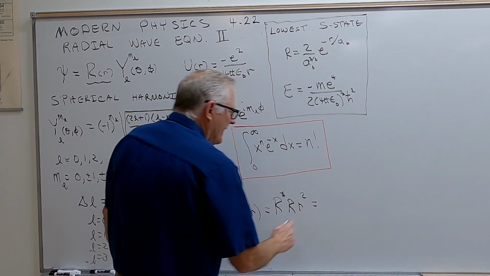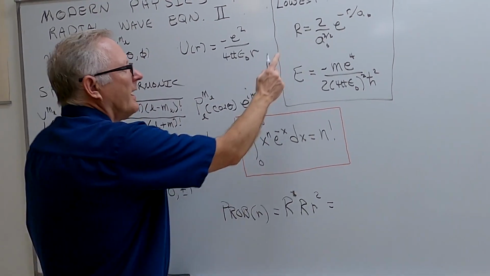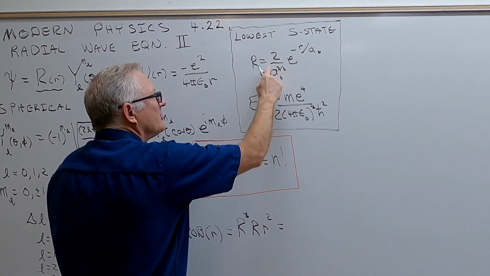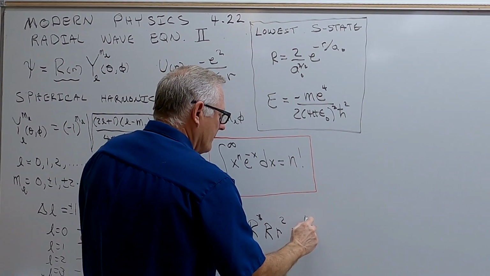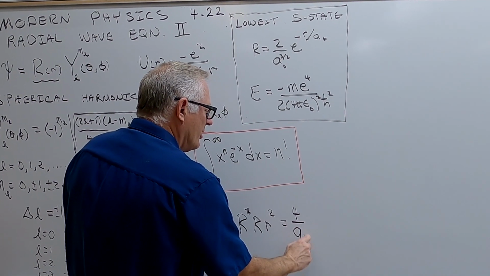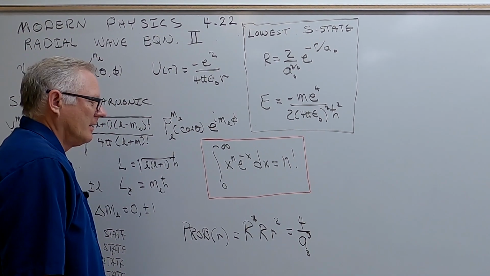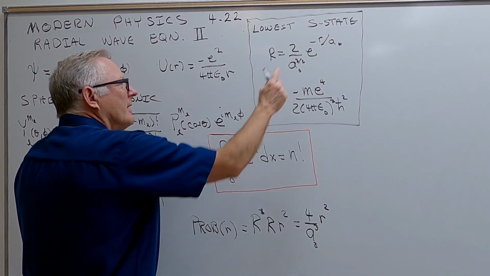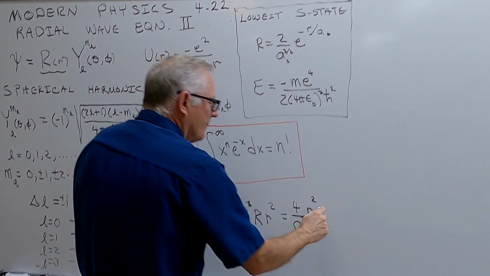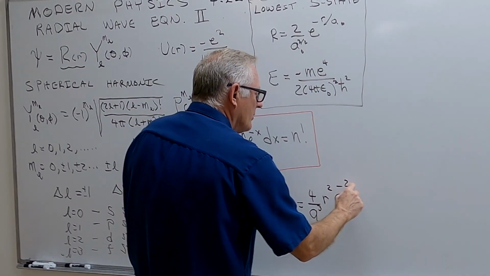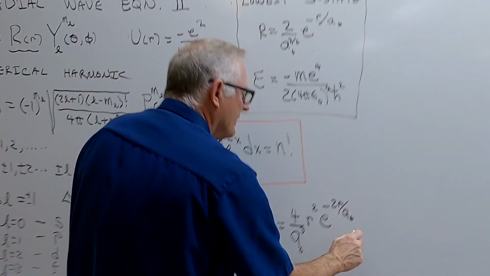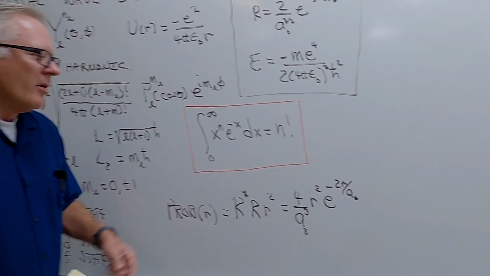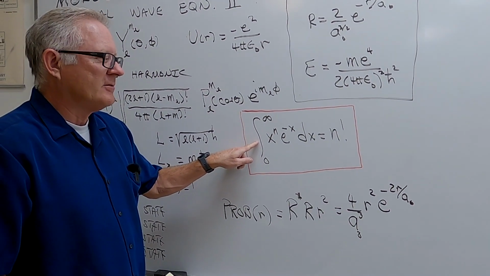If we square this and multiply it by little r squared, then this squared is 4 over A naught cubed, and then we have the R squared, and then the e times the other e is e to the minus 2R over A naught. So there's what the probability would look like as a function of R. Remember, this is a nice integral. It saves a lot of time.